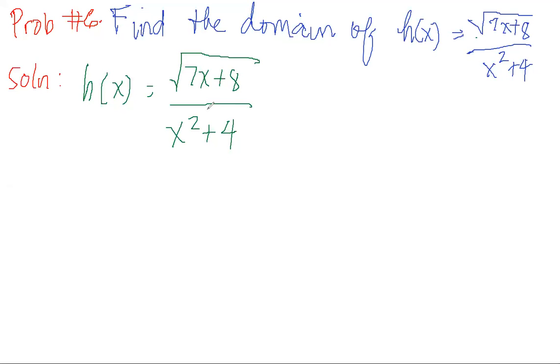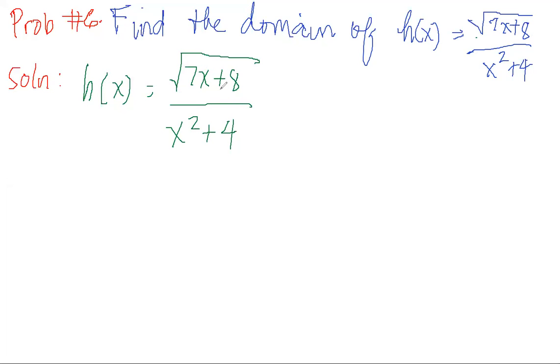In problem number 6, find the domain of the function h of x equals the square root of 7x plus 8 divided by x squared plus 4. So in the given function h of x, we see that it is composed of a numerator and a denominator.